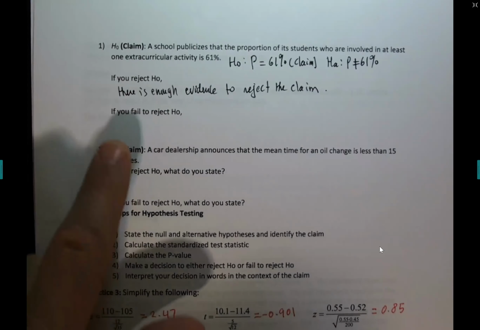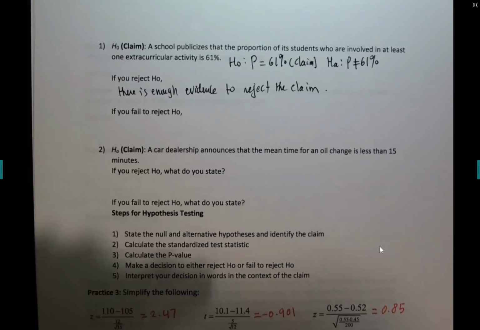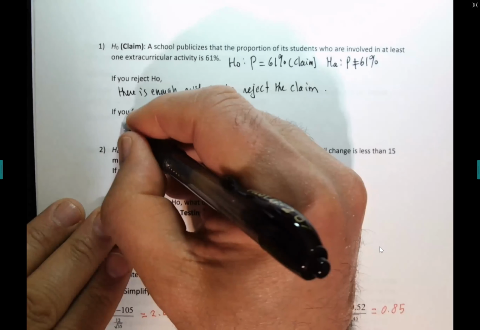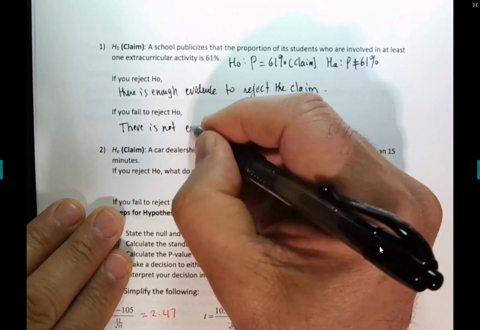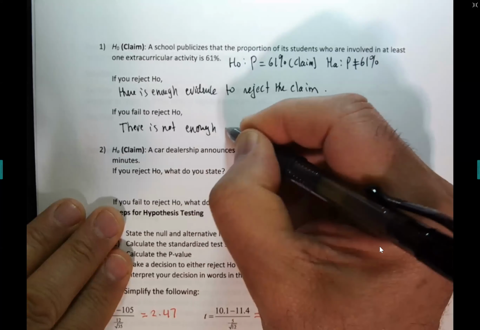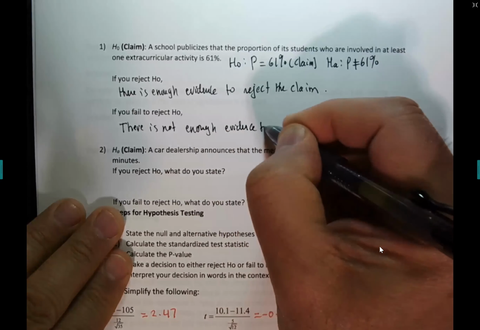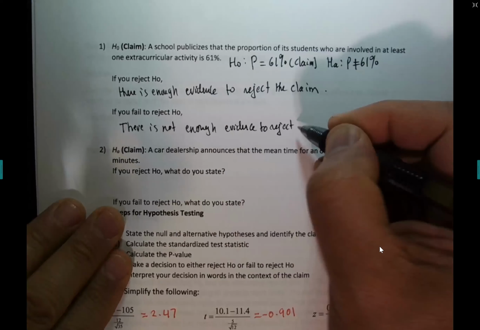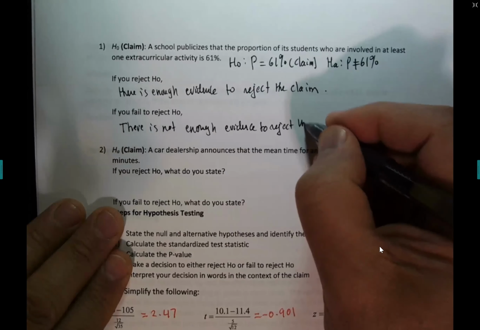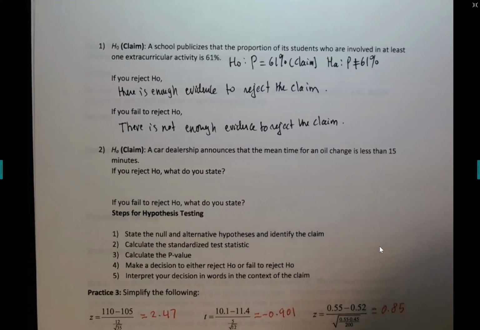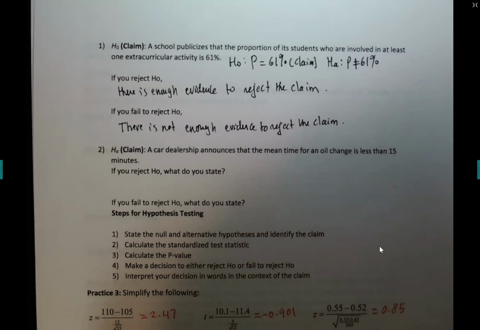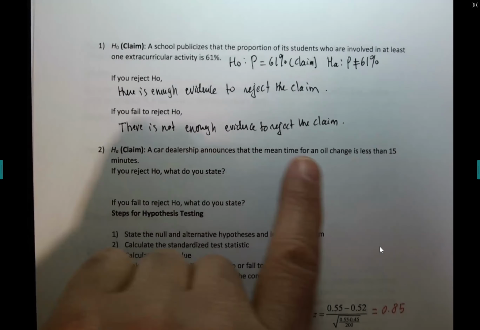And can someone tell me what I say if I fail to reject H0? Yes, there is not enough evidence to reject the claim. So probably it is valid, but we don't accept it. When they say that a defendant is not guilty, that doesn't mean they're innocent. So don't make the conclusion right away that the defendant is innocent. So there is not enough evidence to reject the claim.